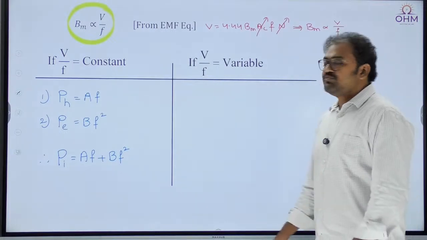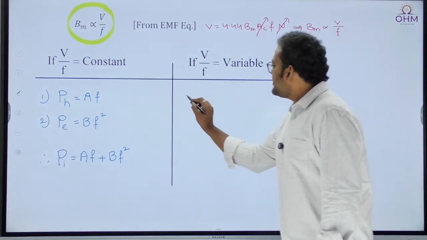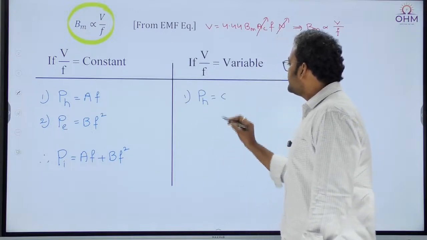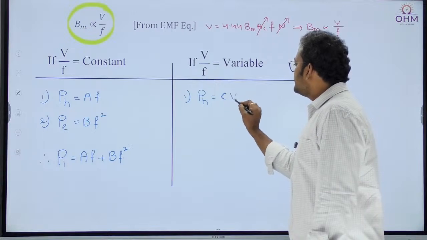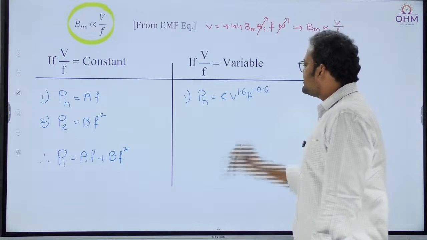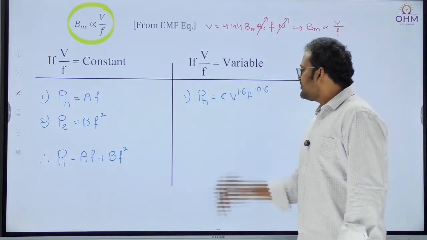Similarly, what are going to be the formulas if V by F ratio is variable? If V by F ratio is variable, hysteresis loss will be equal to C into V power 1.6 into F power minus 0.6. Once again, C is some arbitrary constant, the proportionality constant.